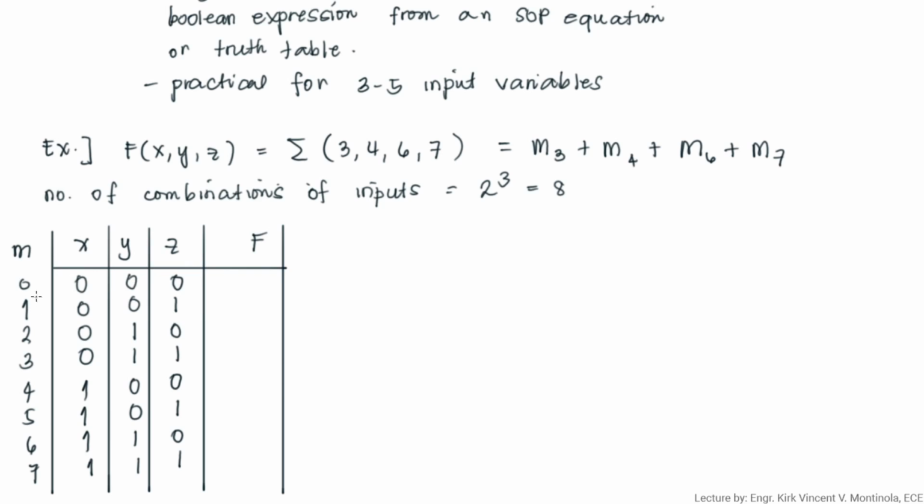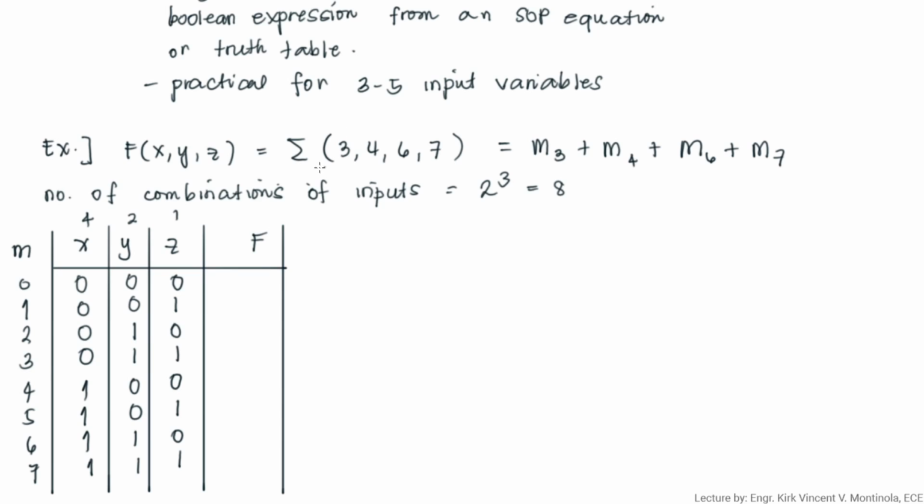Also, class, note that your m label coincides with the decimal value of the binary combination x, y, z. The weighing of the three binary variables is 1, 2, and 4. If you notice, 4 is 1, 0, 0, so that coincides with 4 in decimal.